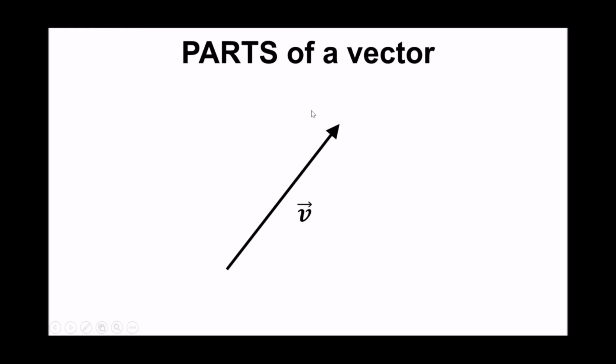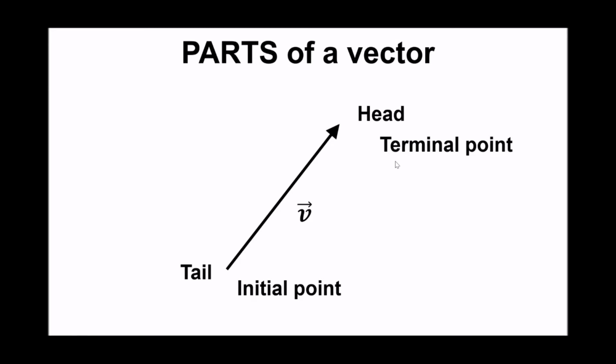Now, the arrowhead part, we call the head. And then the bottom over here, where the vector starts, we call the tail. And so sometimes we do want to think about it as starting at the tail and ending at the head. So we can also call the tail the initial point, and then this arrowhead where the head is, we call the terminal point, terminal meaning end.